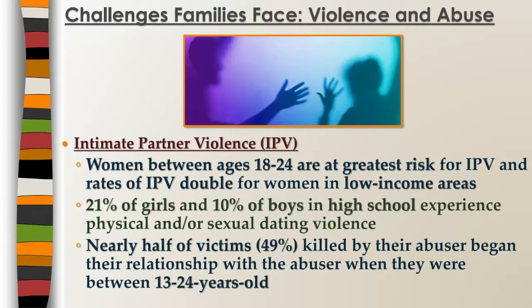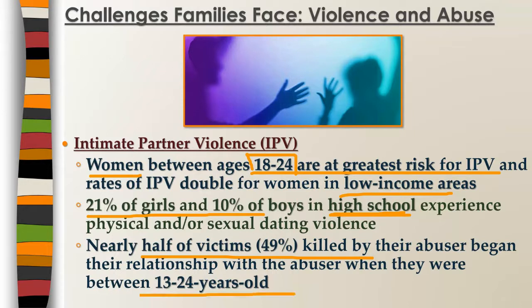Now, women between ages 18 and 24 are at the greatest risk for IPV. Their rates of IPV double when we're looking at women in that 18 to 24 age range in low-income areas. 21% of girls and 10% of boys in high school experience physical or sexual dating violence. And nearly half of victims killed by their abuser began their relationship with the abuser when they were between 13 and 24.